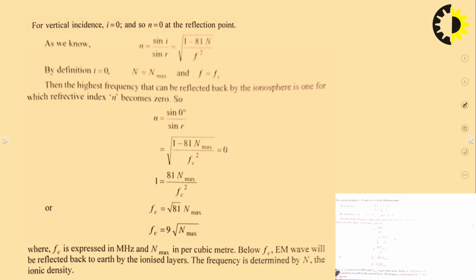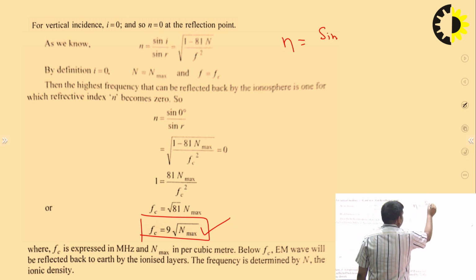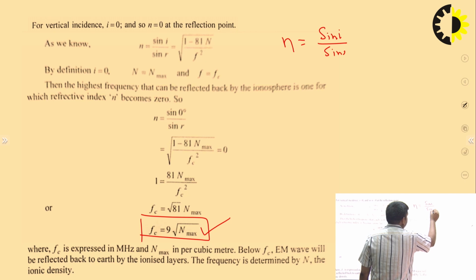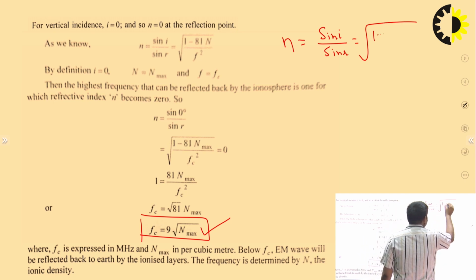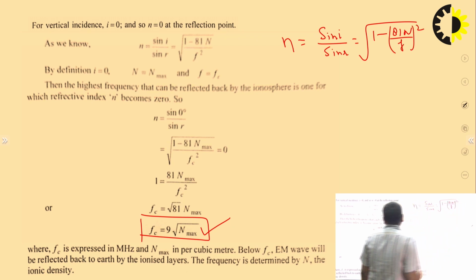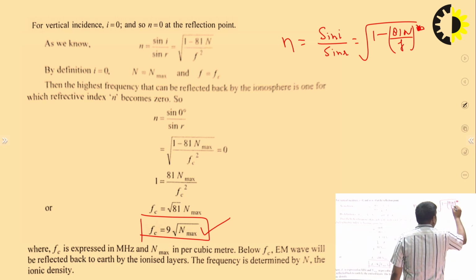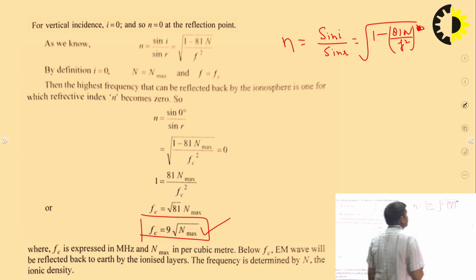This is the critical frequency, and this is the formula we derive in terms of electron density. The critical frequency is 9 square root of N maximum. How do we calculate it? We know the refractive index is sin i upon sin r, which is the square root of 1 minus 81 N upon f whole square, that is 81 N upon f square or 9 square root of N maximum whole square.